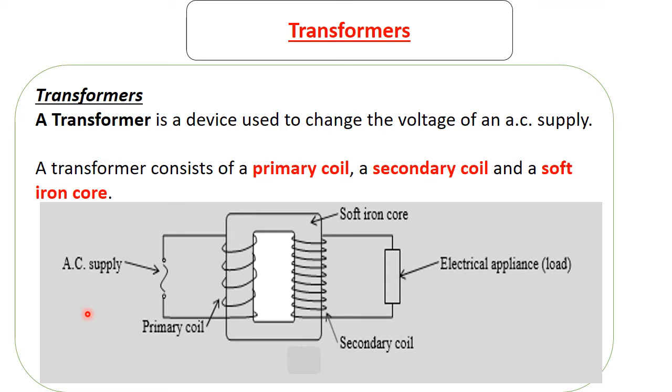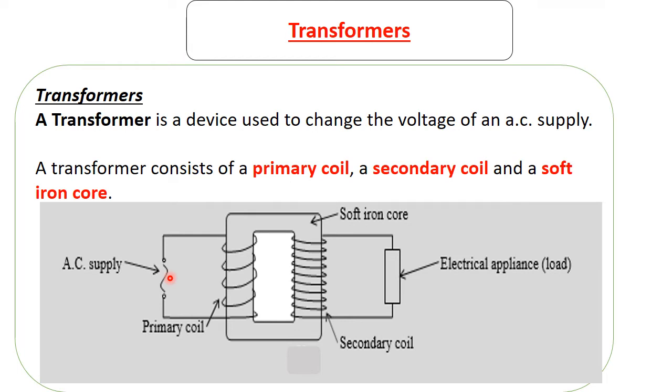So with all these parts, how does a transformer work? Remember, the job of a transformer is to get a high voltage and reduce it, or to get a small voltage and increase it. To understand the science of a transformer, it all goes back to the science of electromagnetic induction, where current is induced in a wire if it is cutting or moving across a magnetic field.